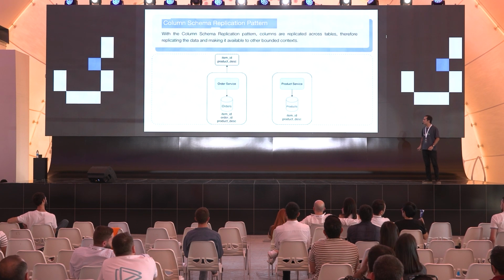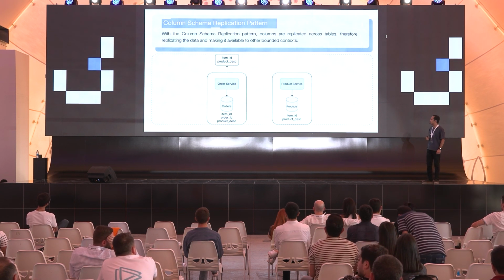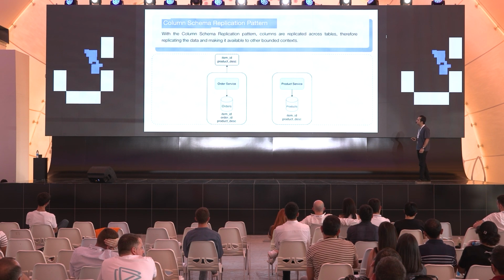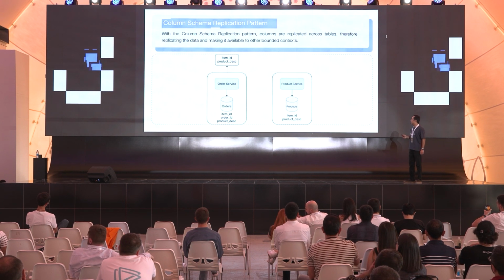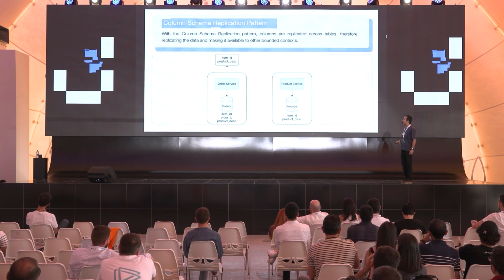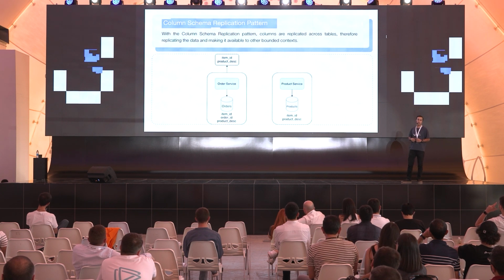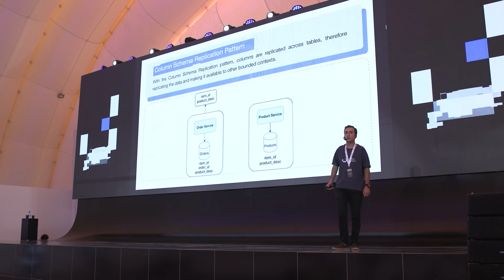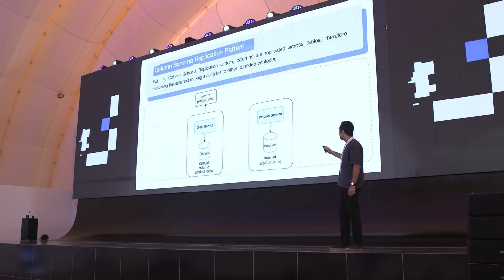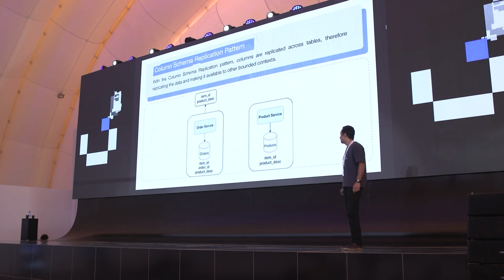Another one is the column schema replication pattern. With this pattern, we just need to replicate the same column in 2 different places. For example, here we can see that the product service and order service are independent and they are not connected with each other. And in case the order service needs something from the product service, like product description in this case, it just stores that part in its own database. So 2 different microservices are holding 2 different databases, but the column is replicated in both databases.